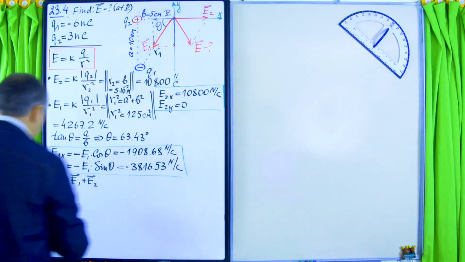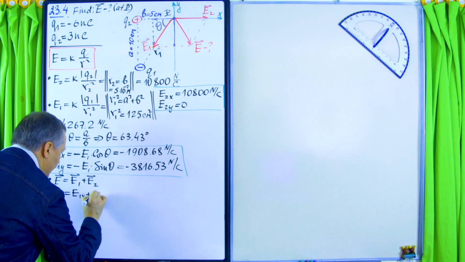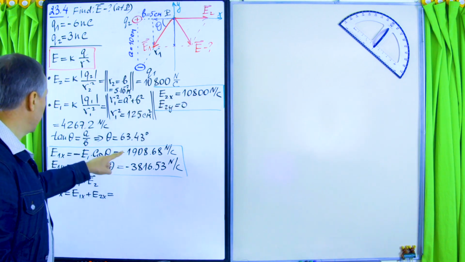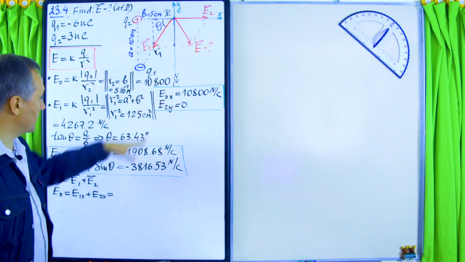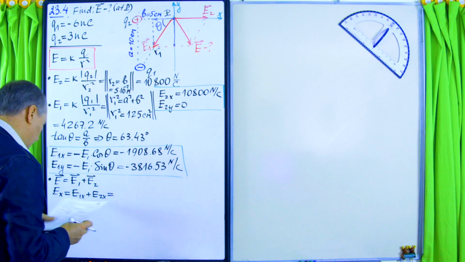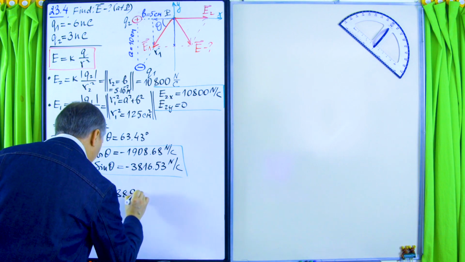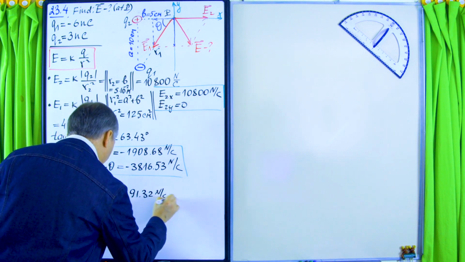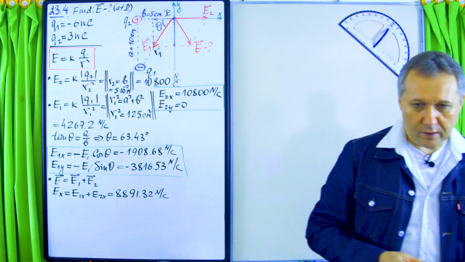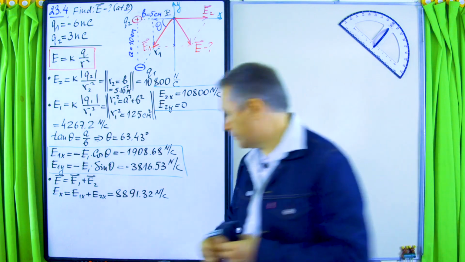And now components. So E sub x will be E1x plus E2x, right? E2x, E1x, so of course you have to subtract them, because this is negative, that is positive. Again, I'm not going to write numbers. The answer will be 8,891.32 newtons per coulomb. Again, I still keep more sig figs, because at the end we will have to find the magnitude of this vector and direction. That's the final result in this problem.